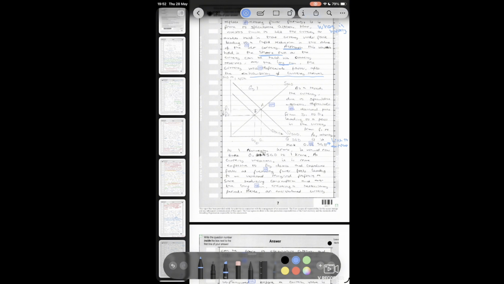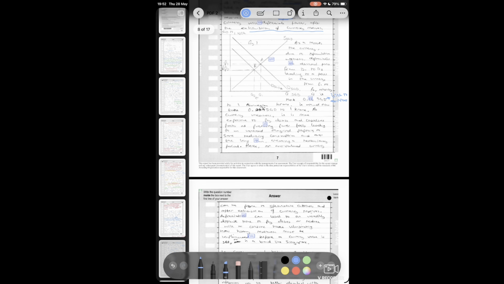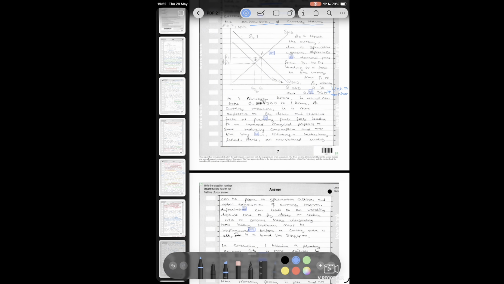Obviously, that figure is completely made up on the spot. But I'm using maths in a sense, and also linking it to that question. It would not directly lead to 0.25 SGD, but I'm showing this is a potential. As currency weakens, it is more expensive to pay debt and confidence falls as purchasing power falls, leading to an increased marginal propensity to save, reducing consumption, and over the long run, creating a recessionary period.